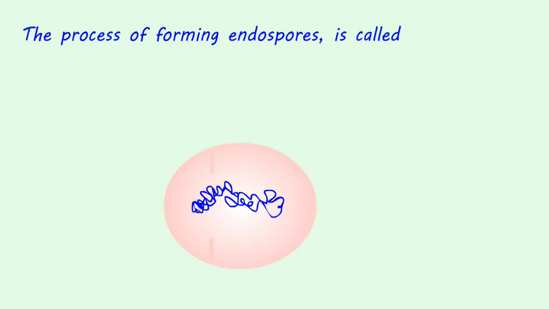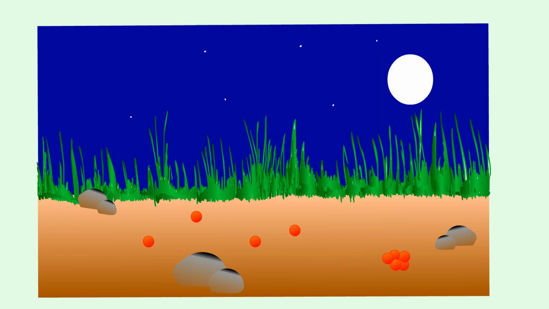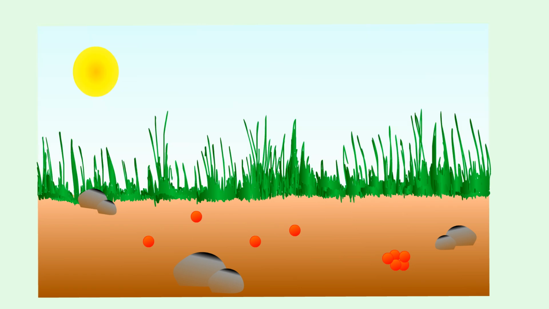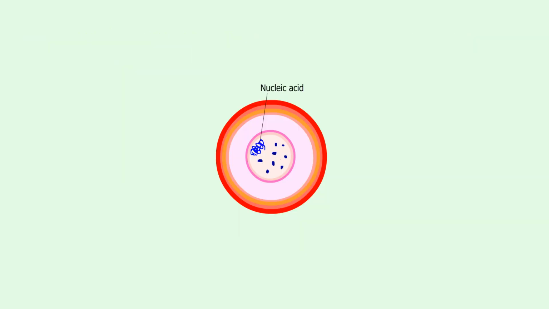The process of forming endospores is called sporulation. Endospores enable bacteria to lie dormant for extended periods, even centuries. When the environment becomes more favorable, the endospore can reactivate itself to the vegetative state. The endospore consists of the bacterium's DNA and part of its cytoplasm, surrounded by a very tough outer coating.